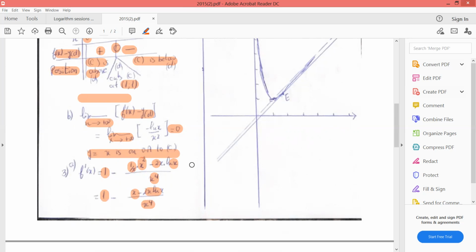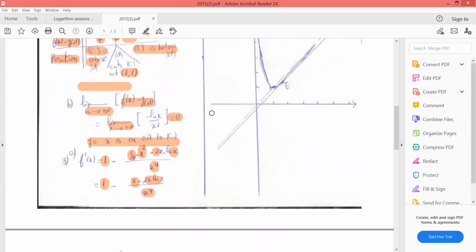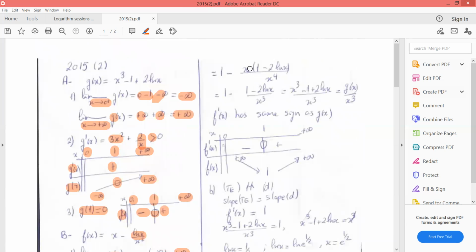We can simplify. I can take x common first here in the numerator. If we take x common, what remains in the answer here? 1 minus what do you get? 1 minus 2 ln x, over x power 4. We simplify x with x power 4, and there remains 1 minus 2 ln x over x cubed.